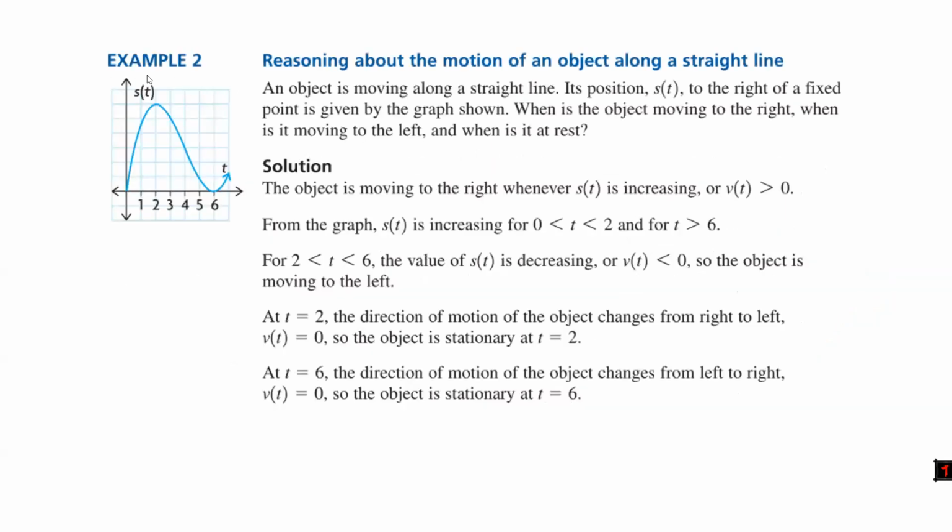Okay. So example 2, reasoning about the motion of an object along a straight line. An object is moving along a straight line, its position, described as a function of distance or displacement to the right of a fixed point, is given by the graph shown. We see that over time we moved farther away, because here's the distance at the top point, and then we turned backwards because distance began to decrease, right?